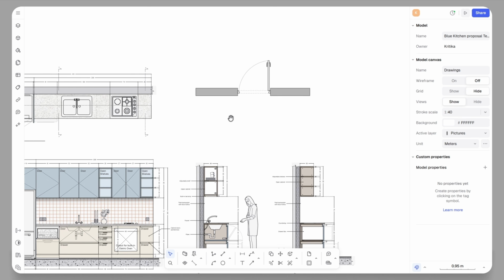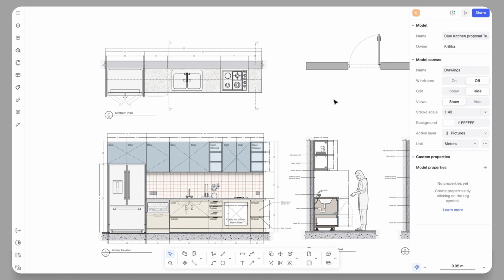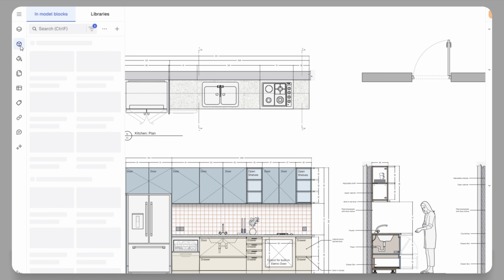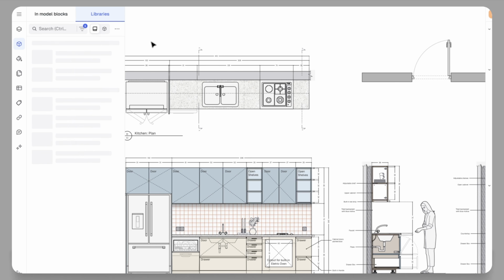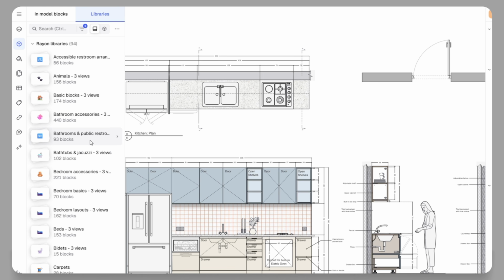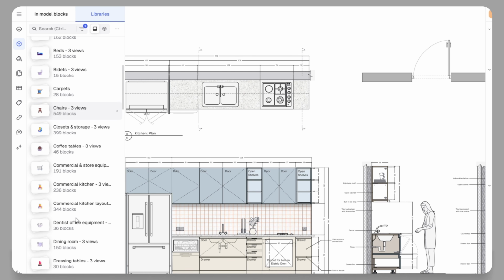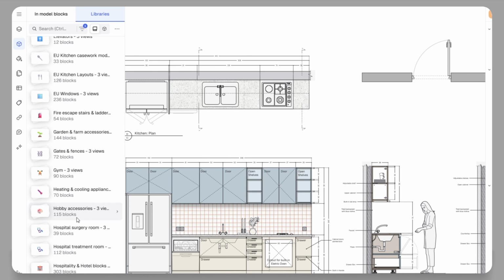Now, you will notice that I have added a lot of small details to this drawing. Let me show you how. Rayon has a very extensive furniture library. Simply go to the left hand side, block library, and everything is neatly organized into folders. So you are not randomly searching for elements.